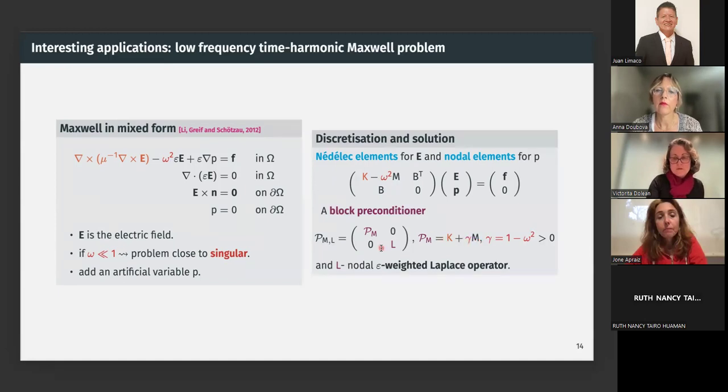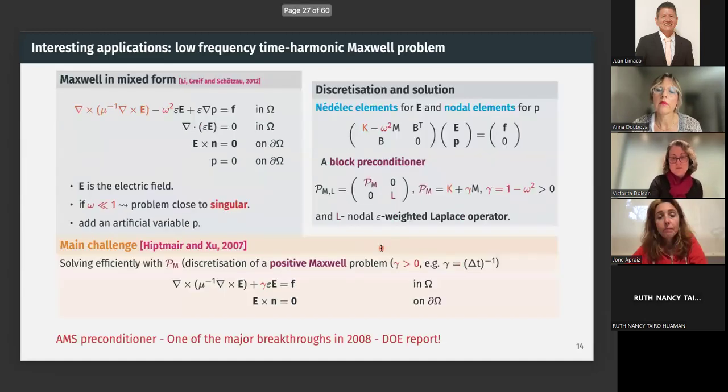So now you have a fully positive problem. So then you said, okay, this Maxwell in low frequency form can in fact be discretized by a positive Maxwell. If it's a positive Maxwell, then it's very easy to solve, because there is already a very good preconditioner out there. It's called AMS. It's considered to be one of the major breakthroughs in 2008 in the Department of Energy report. So that means we already have a very good solver for this one.